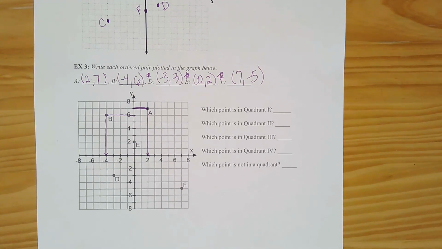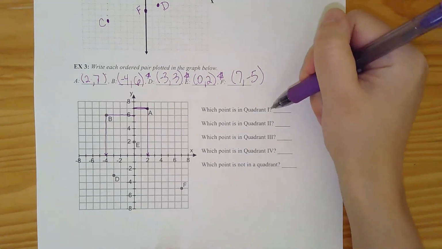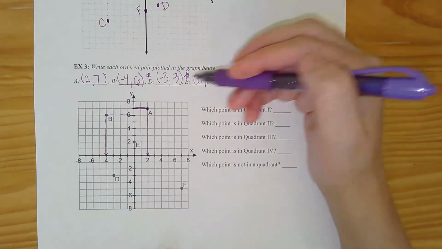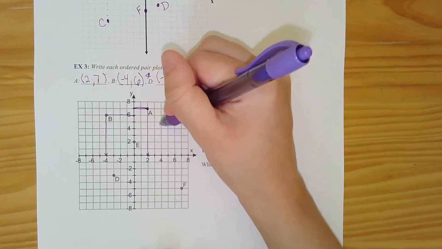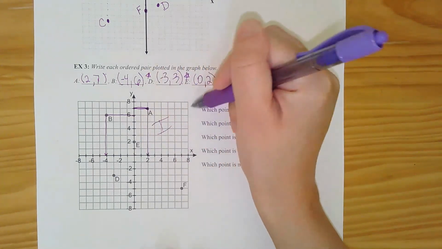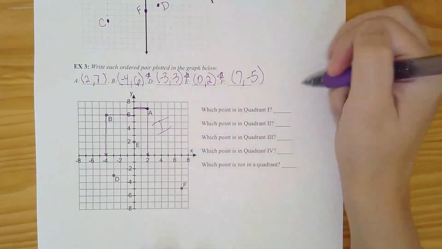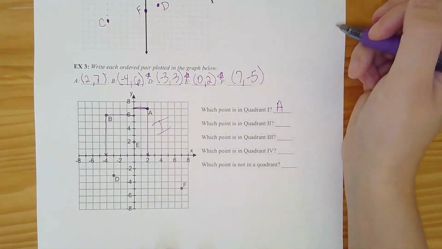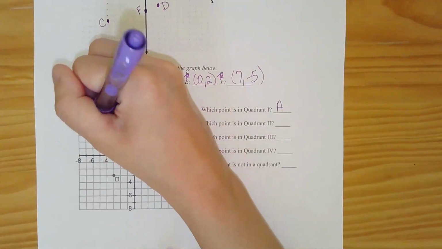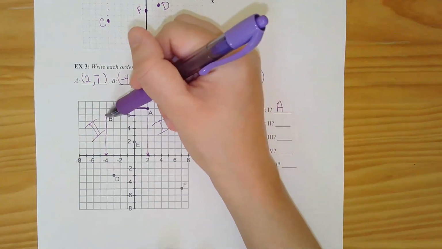Last thing is just talking about quadrants again. So which one of these points is in quadrant 1? So remember, quadrant 1 is positive x's, positive y's. It's this one right here. So just point A. Which point is in quadrant 2? That's this one over here. It is point B.